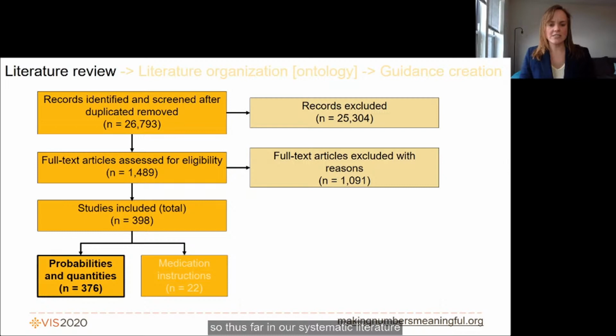So thus far in our systematic literature review, we've included 376 papers that are allowing us to help people determine how to best communicate numbers that they're working with. As you'll note here, there was also a project related to medication instructions. We're still working on that, but we've realized that it's really different than communicating probabilities like risks and benefits or quantities like lab values. And so it's just a separate project that I'm not going to be presenting about today.